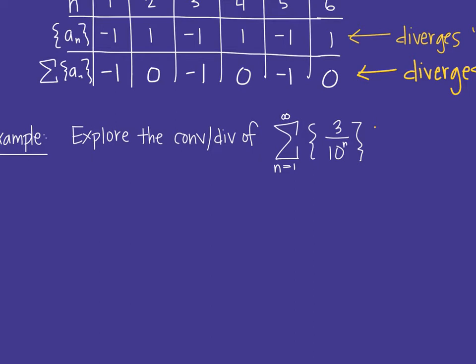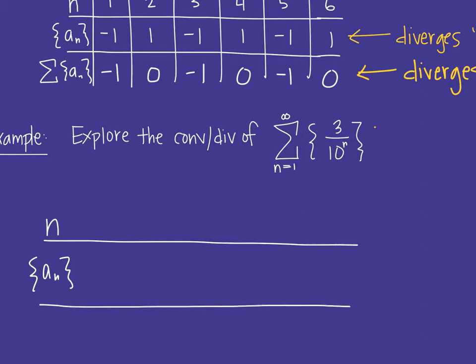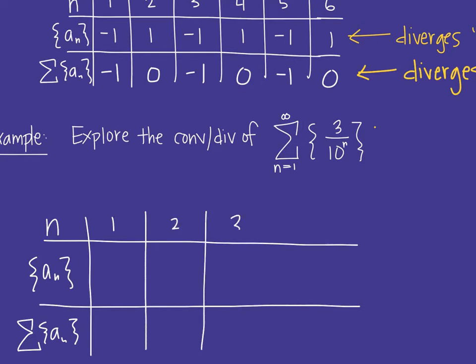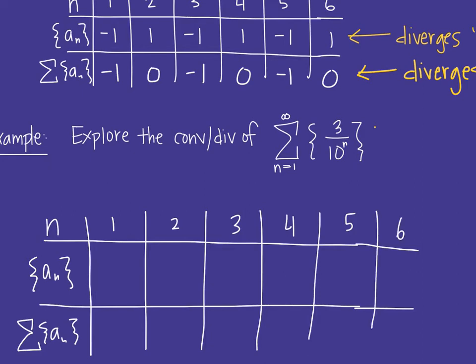So I think 6 is going to be good for this too. All right, n, the sequence a sub n, and the series. And we'll do 1, 2, 3, 4, 5. Oops, didn't make it long enough. 6.